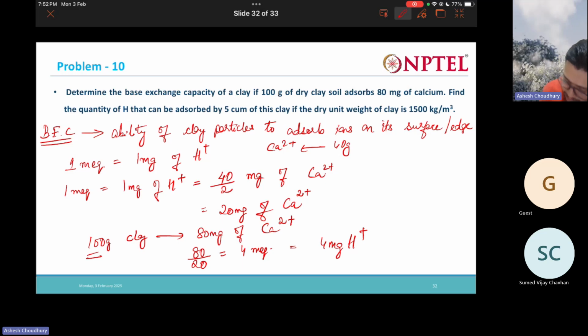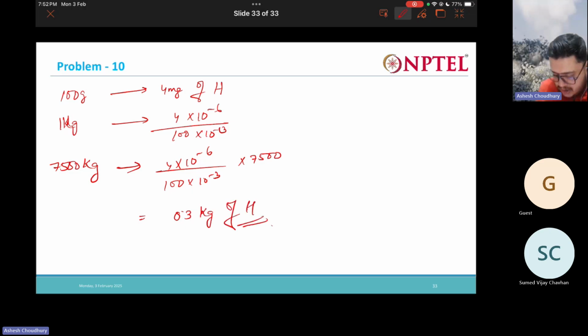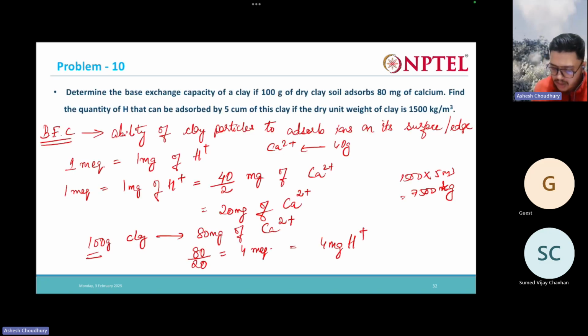How much is the mass? 5 cubic meters, so 1500 times 5 meter cube. So this is 7500 kg. Okay, so 7500 kg is going to absorb 0.3 kg of H. So 7500 kg of this clay is going to absorb 0.3 kg of H. Okay, so this is it.